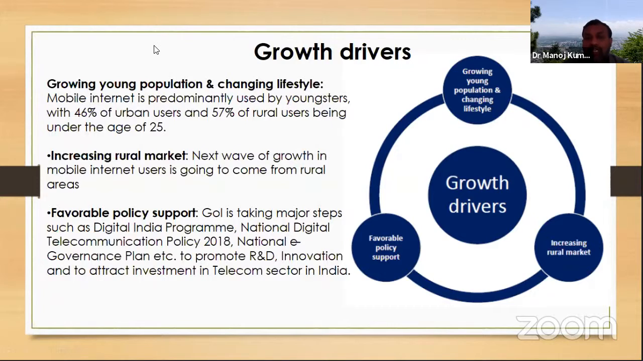And for all that, in order to grow the rural market, or to capture the changing lifestyles of the people, we want favorable policies. Favorable policies that come from initiatives by the government. So the government should also facilitate the environment to grow or to capture the potential in these areas. So we'll look at what the stakeholders are in the Indian ICT scenario and how they will influence the system.